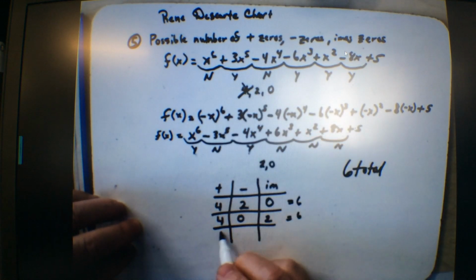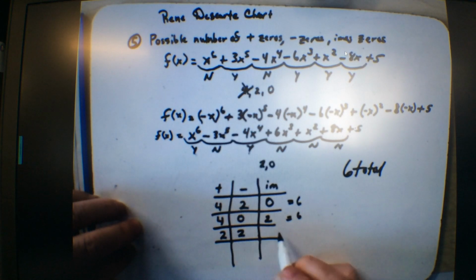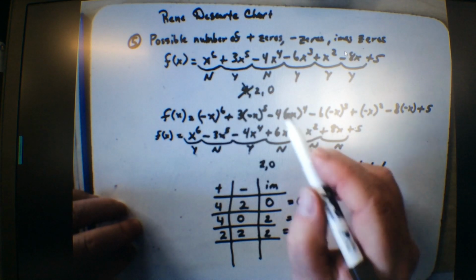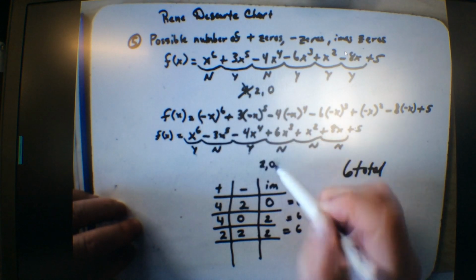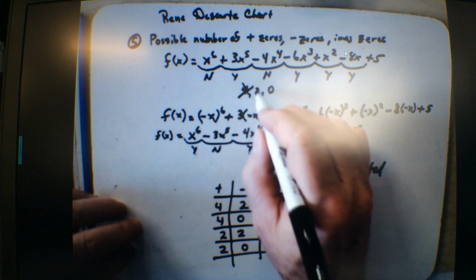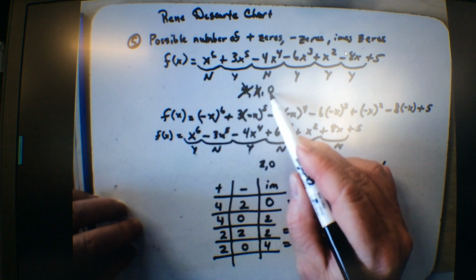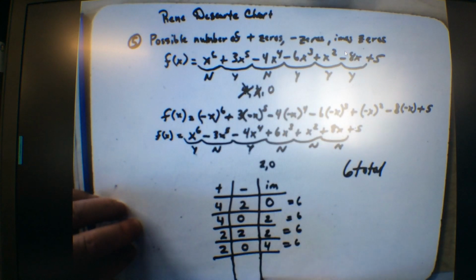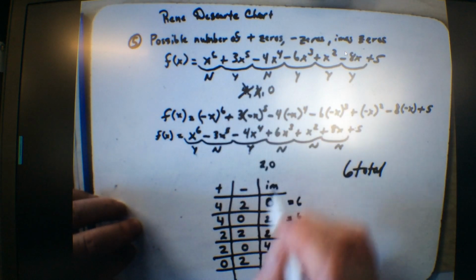2 and 2. Right? Leaves 2. How many is that? 4. How many do I have here? 2. 6. Does that make sense? And then I go 2, 0. How many imaginary? 4. I'm done with the 2. Now I go 0, 2. How many's left? 4. And then I go 0, 0.